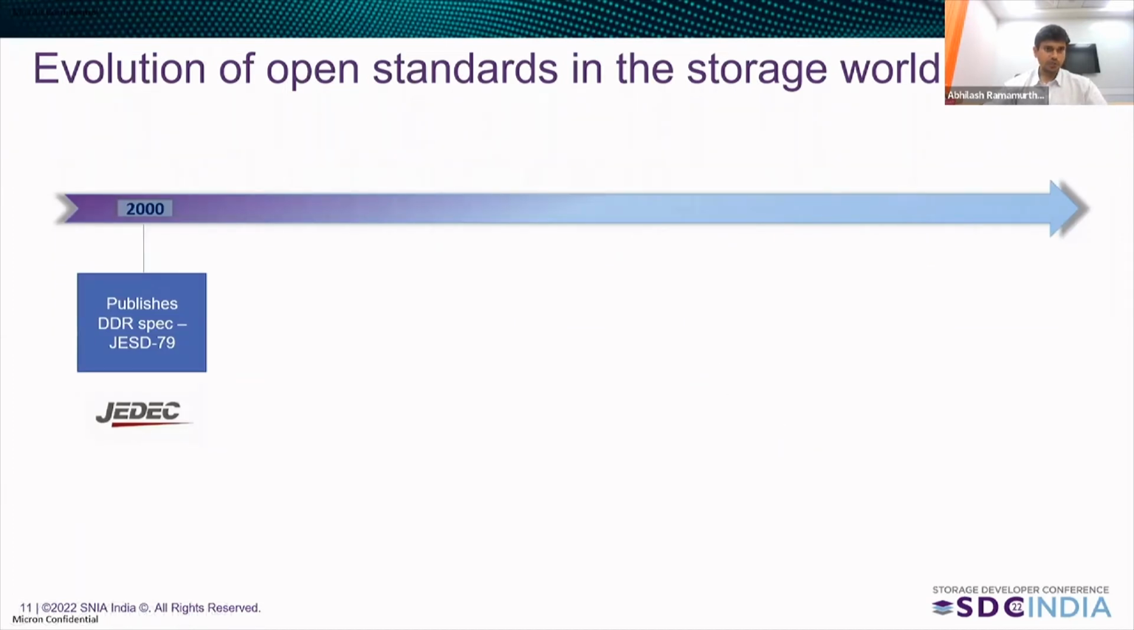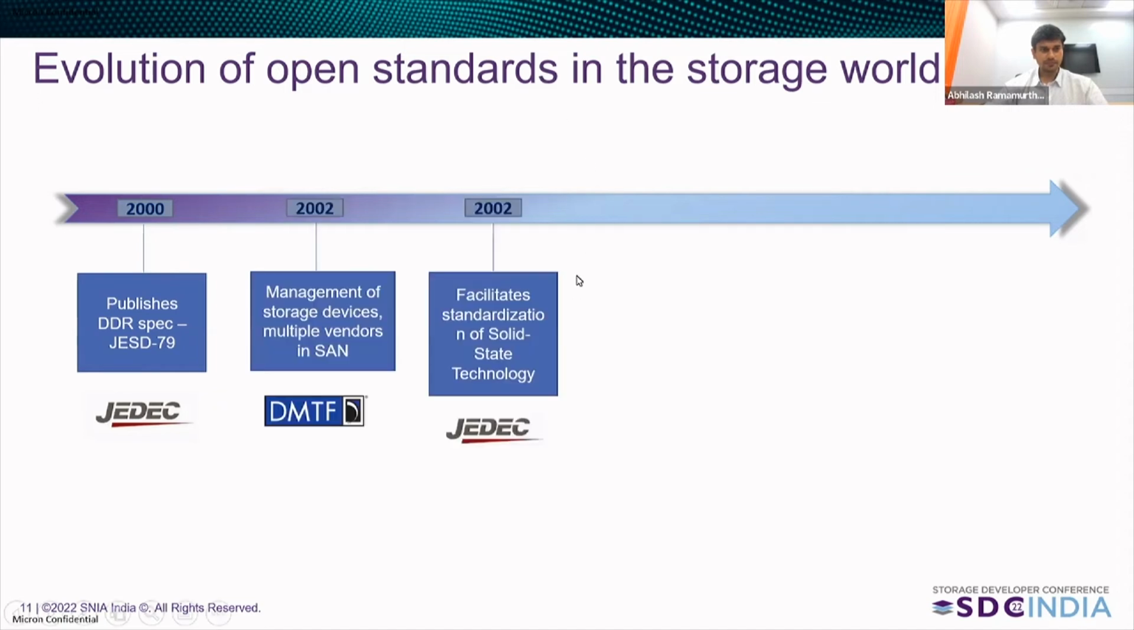In 2000, JEDEC published the DDR spec, JESD79. In 2002, DMTF came up with the management of storage devices from multiple vendors in the SAN. In 2002, JEDEC also standardized storage device specifications for military and other environments, which has now been adopted by data centers and enterprise storage customers.